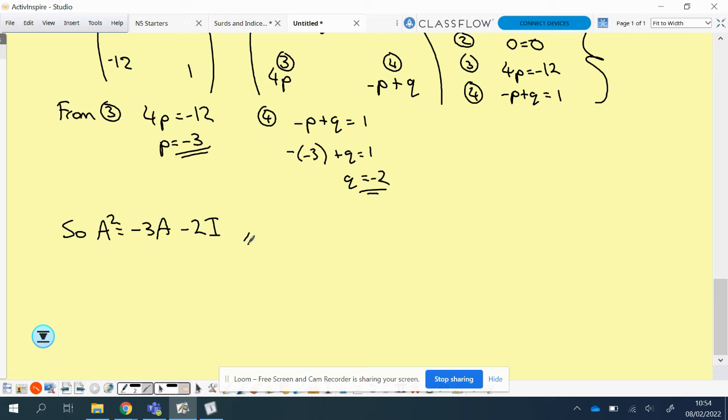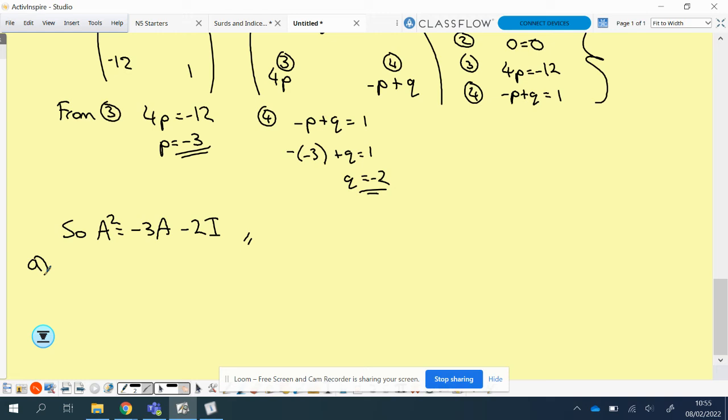Any questions at this point, folks? No? Okay, right, now let's see if we can solve the hence part. Hence part A asked us, can we write A cubed in this form? When it says hence, it's asking us to use what we've just done there.